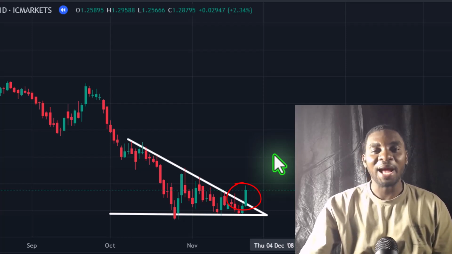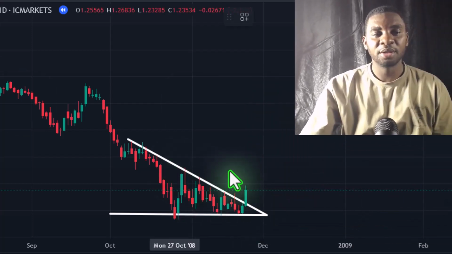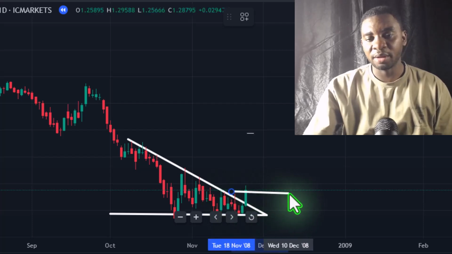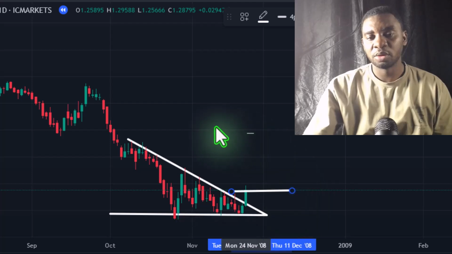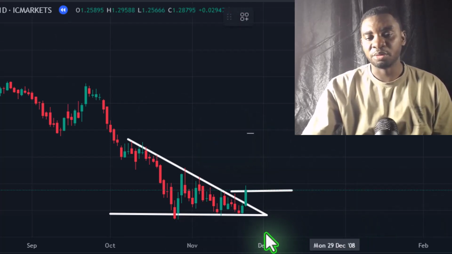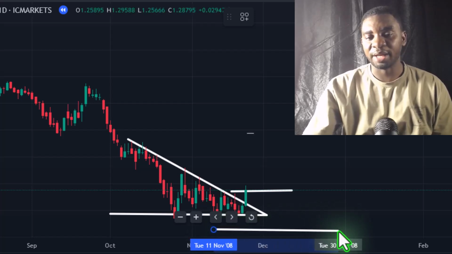So how do we trade this? If we are trading this, where should our entry be? Our entry should be just above this lower high here on the breakout candle. And where should our stop loss be? Our stop loss should be beneath the support line here.